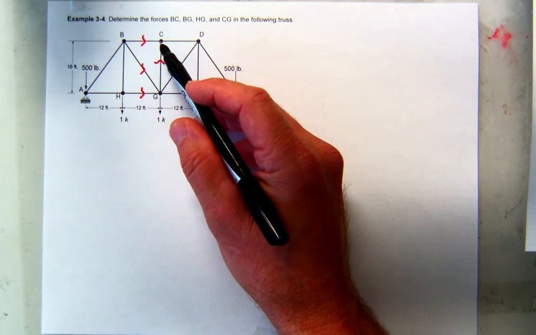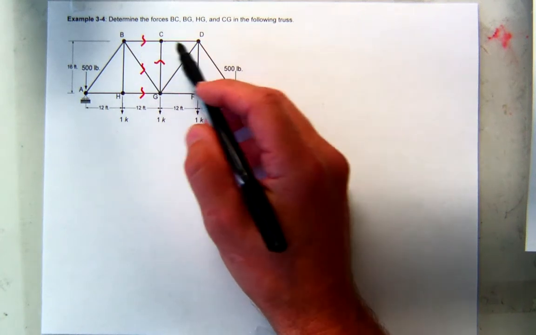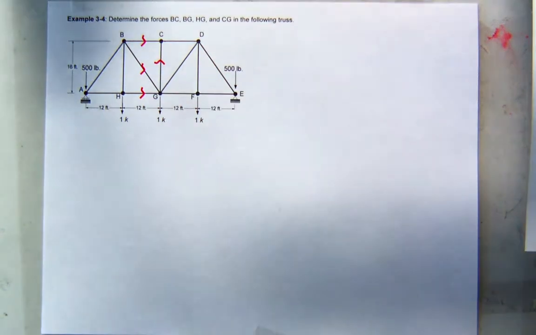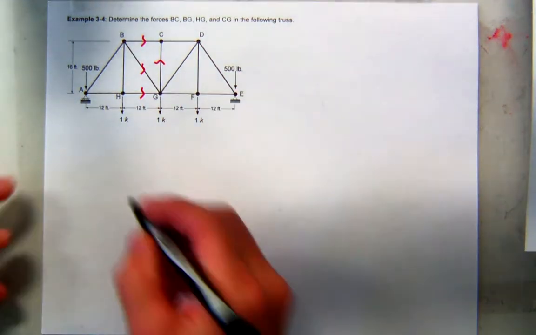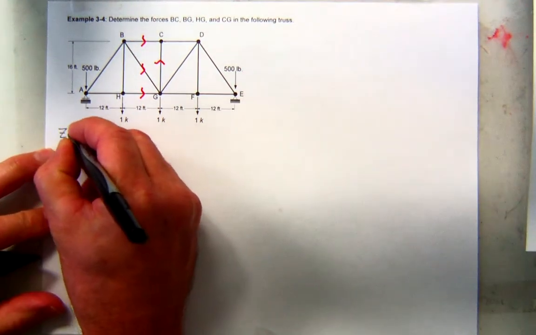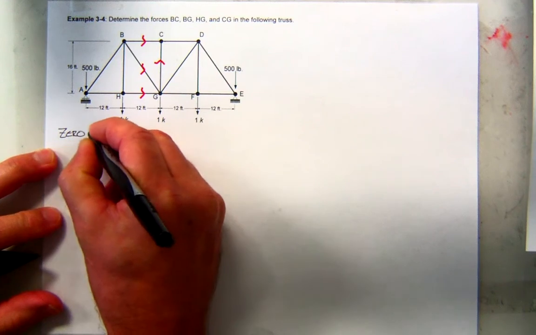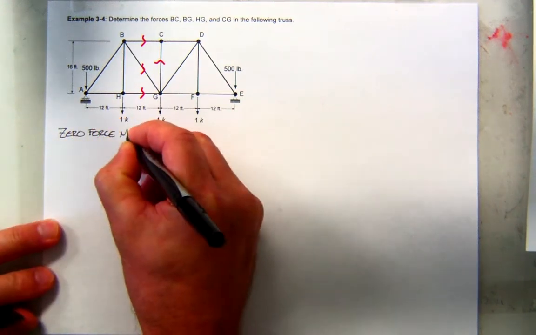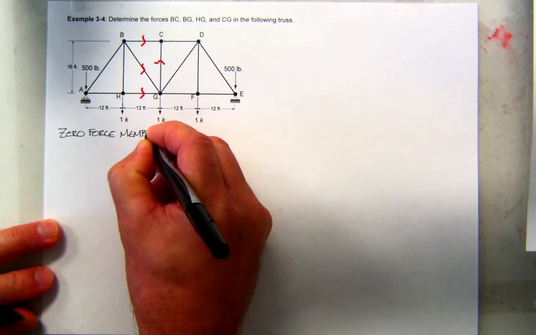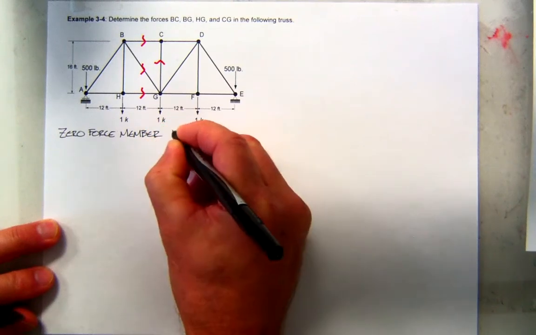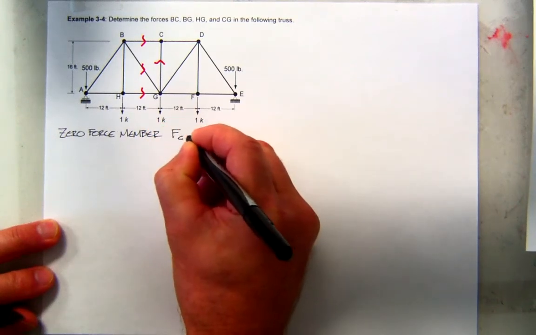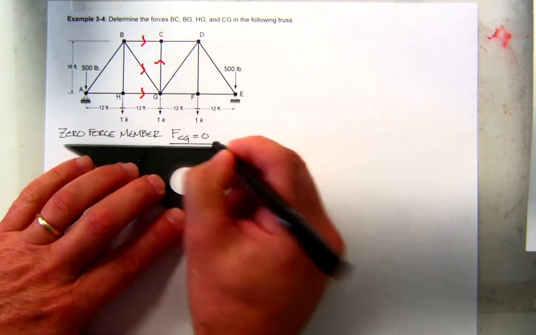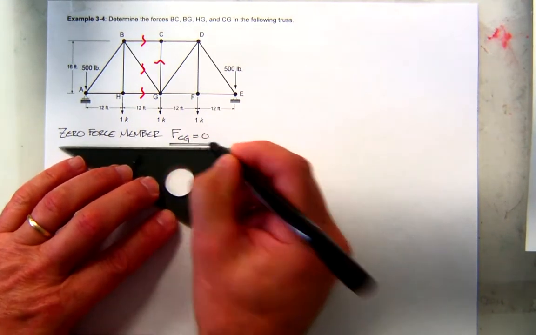What about C? Hey, that's case 2. 3 connected, no load, so that means that this one is 0. So by inspection, you get one of them. Zero force member. The force in CG is 0. 1 down, 3 to go.